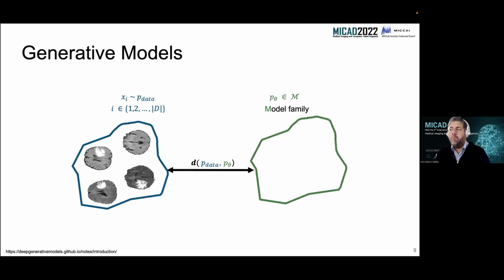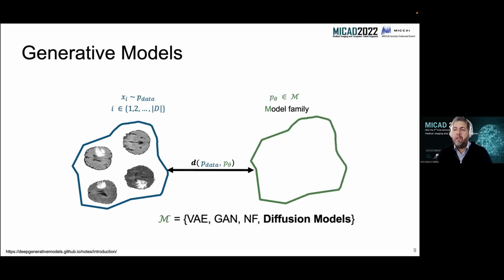So we use the words model family. Generative models are probably ones you have heard of as VAEs, GANs, and normalizing flows, and the most recent flavor, the one I'm describing today, is the diffusion model.